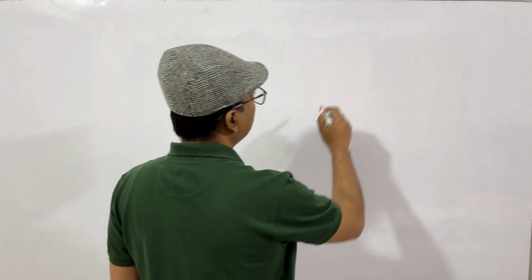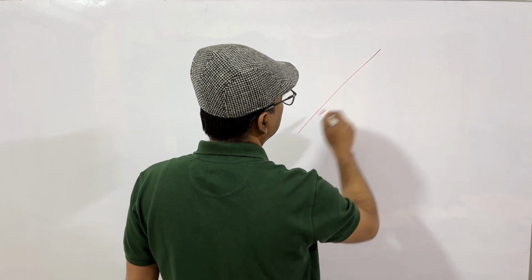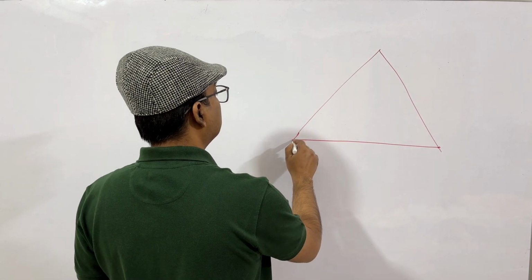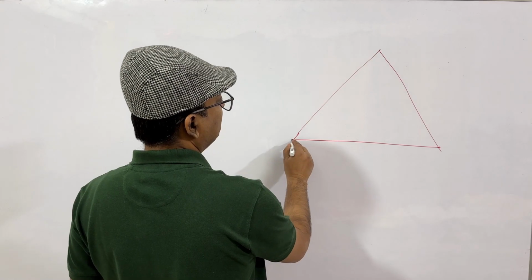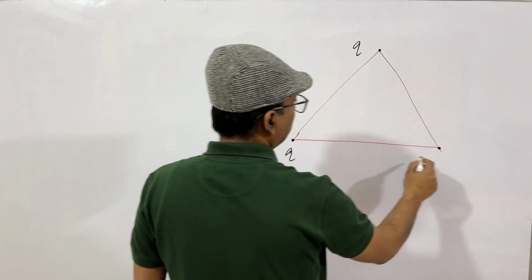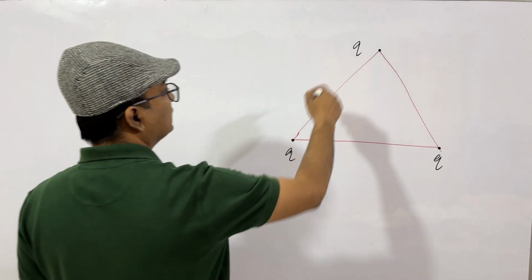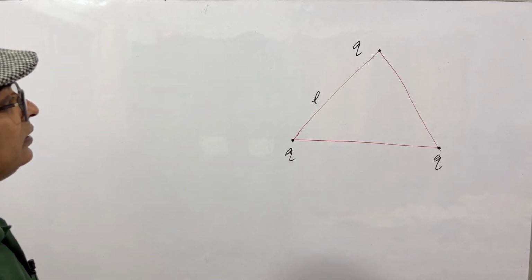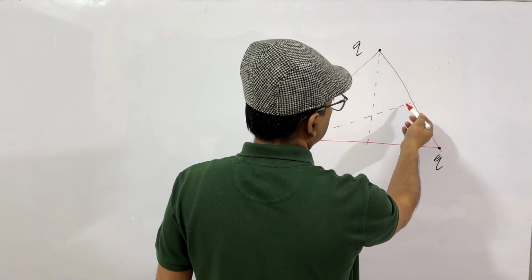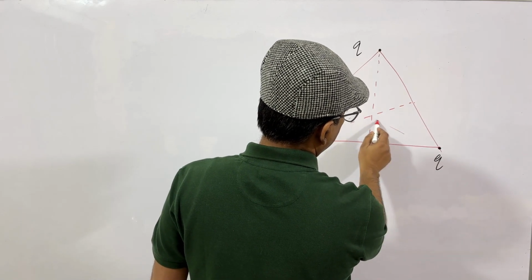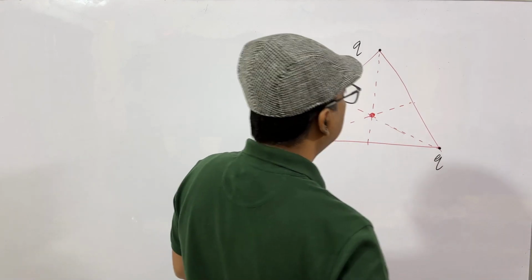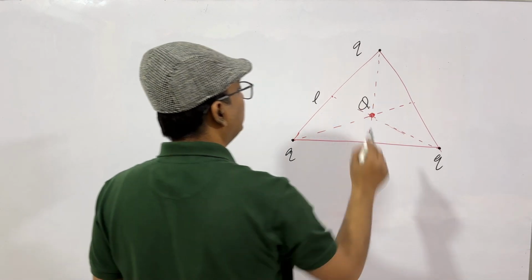Now you must have understood the question. The question says we have this equilateral triangle and three charges are placed at the vertices of this equilateral triangle. Let this be Q, Q and Q, all are Q. The question says the side of the equilateral triangle is L. Now, as per the question, at the centroid, you know what is centroid? It is 90 degrees to the next side. The question says at the centroid of this equilateral triangle, we have placed another charge Q.